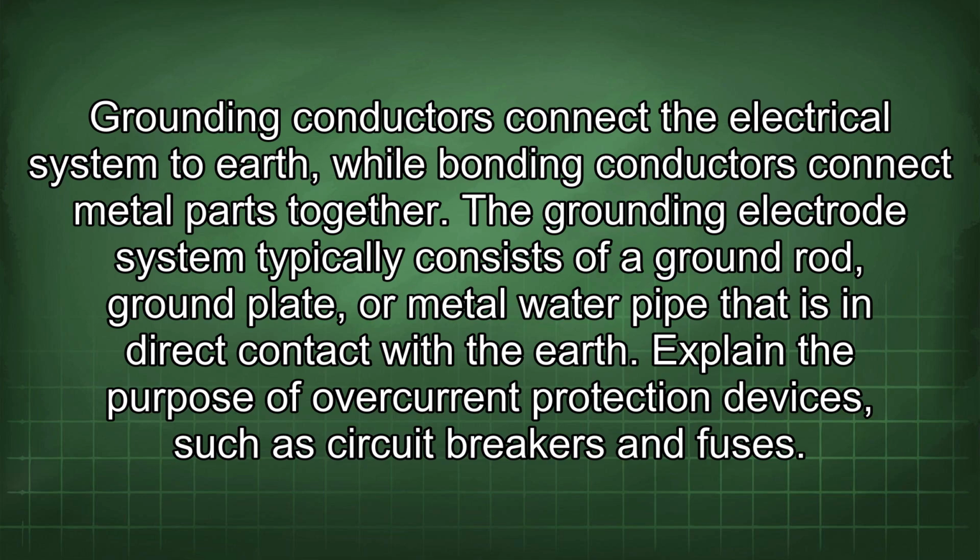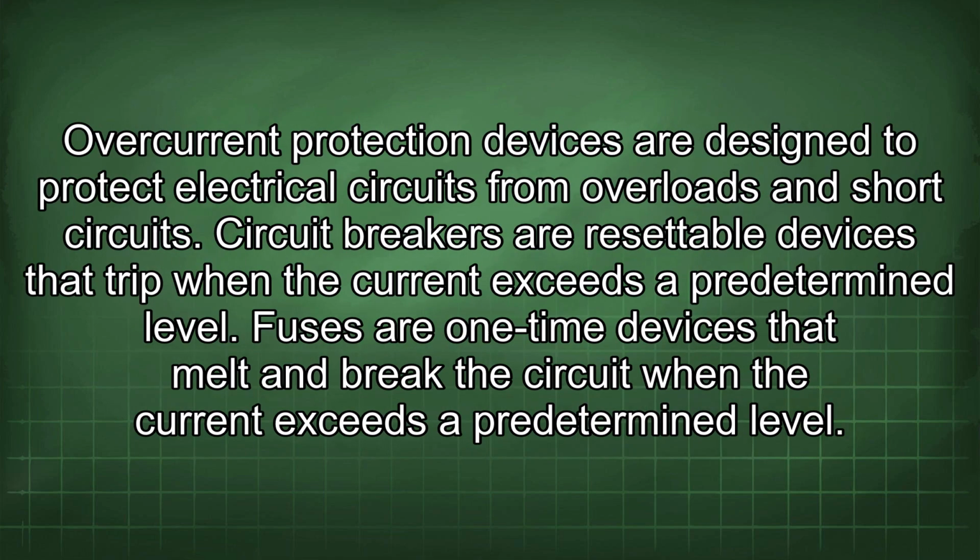The grounding electrode system typically consists of a ground rod, ground plate, or metal water pipe that is in direct contact with the earth. Explain the purpose of overcurrent protection devices, such as circuit breakers and fuses. Overcurrent protection devices are designed to protect electrical circuits from overloads and short circuits. Circuit breakers are resettable devices that trip when the current exceeds a predetermined level. Fuses are one-time devices that melt and break the circuit when the current exceeds a predetermined level.